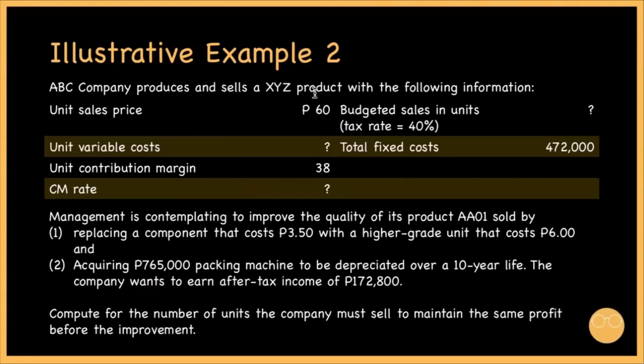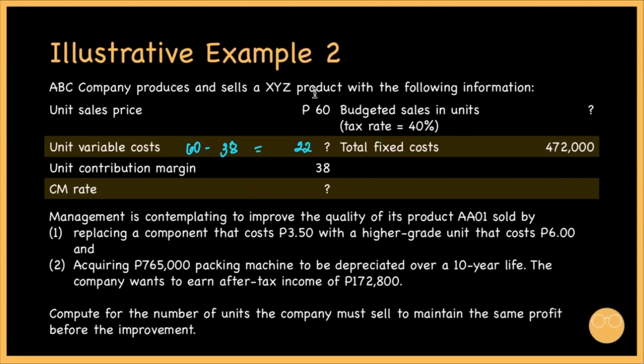Hi everyone. In this lecture video, we are going to continue with our example for the CVP sensitivity analysis. In our example, the company produces and sells a product with the following information: a unit sales price of 60, unit variable cost, which we are going to define, and a unit contribution margin. So we can derive the unit variable cost, and that will be 60 less 38 pesos. Then we have 22 pesos here.